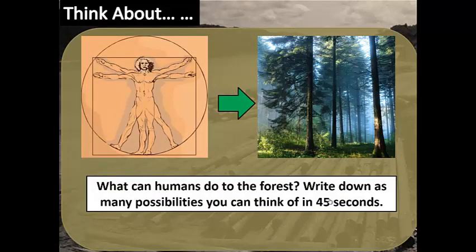Now time is up. How many possibilities have you come up with? And what was the first thing that you wrote? Many of you may have written that humans cut or burn trees down, while some of you may have written that humans have polluted the forest by dumping our waste irresponsibly. Well, these are all good responses. Let's see if any of you have any other responses when we come to class.